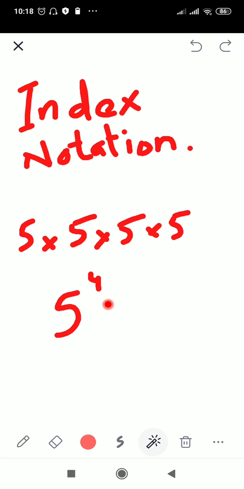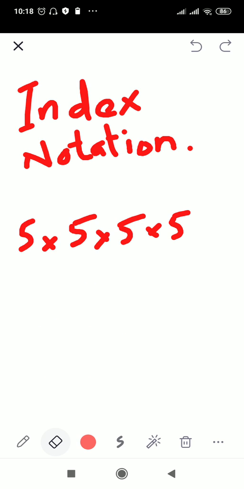And this 4 is called the index, all right? Clear? This is index notation. The 5 to the power 4 is the index notation of 5 times 5 times 5 times 5.